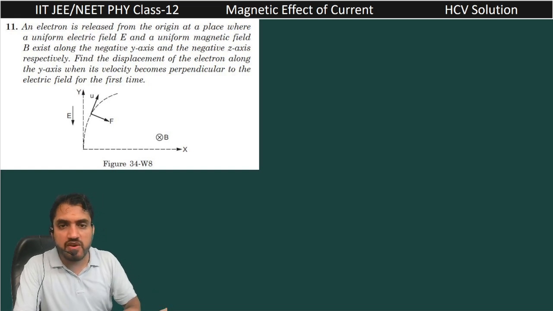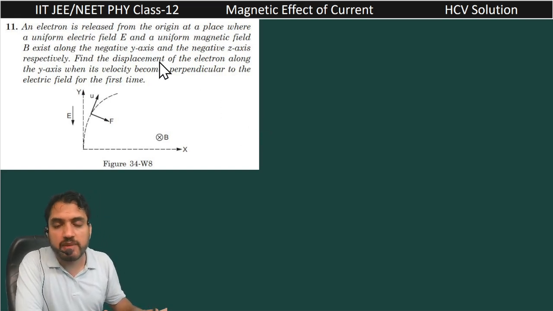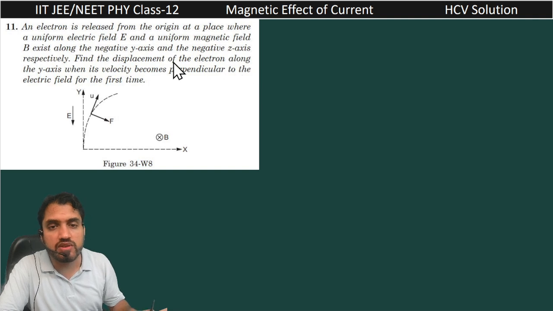Hello, my dear students. Now, the next question is question number 11. In this question, an electron is released from the origin at a place where a uniform electric field E and a uniform magnetic field B exist along the y-axis and the negative z-axis respectively. Find the displacement of the electron along the y-axis when its velocity becomes perpendicular to the electric field for the first time.